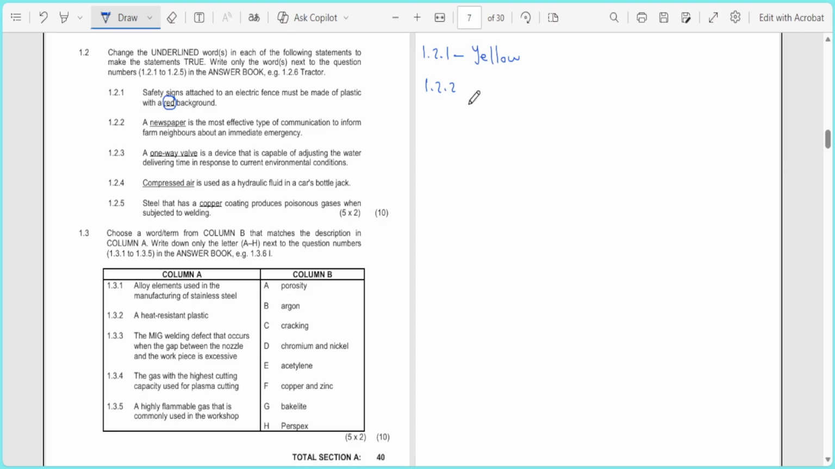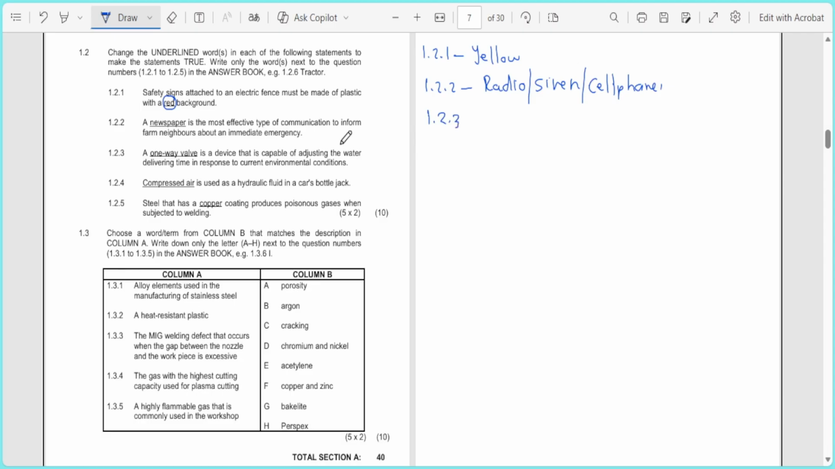Okay, not a newspaper. So it can be something like maybe a radio, even a siren. Even a siren can also be an effective method of communication. I'm also thinking maybe even a cell phone, WhatsApp groups, something like that could also work. Now, newspaper is definitely not an option. It's an emergency situation, so the message should get to the neighborhood as quickly as possible.